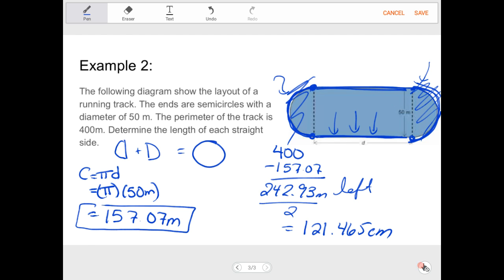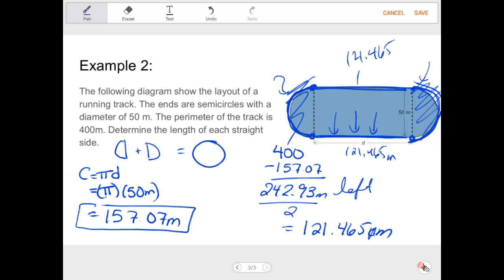But the question wants to know, what's the length of each straight side? So what you had to do was take 242.93 and divide it by 2. That means each straight side is 121.465 meters, not centimeters. And this one up here also is 121.465.